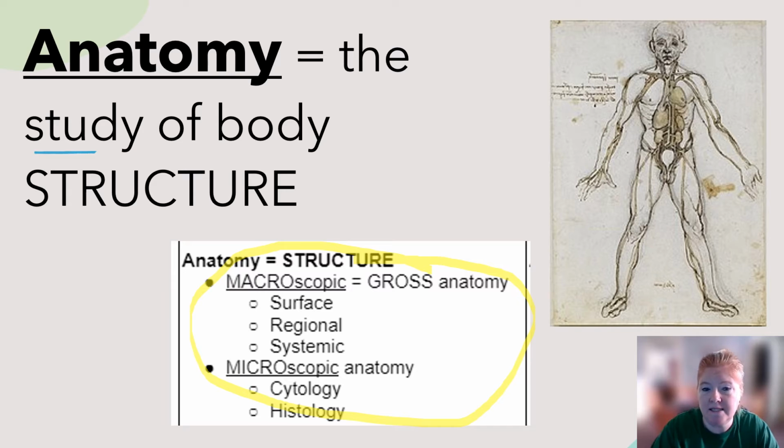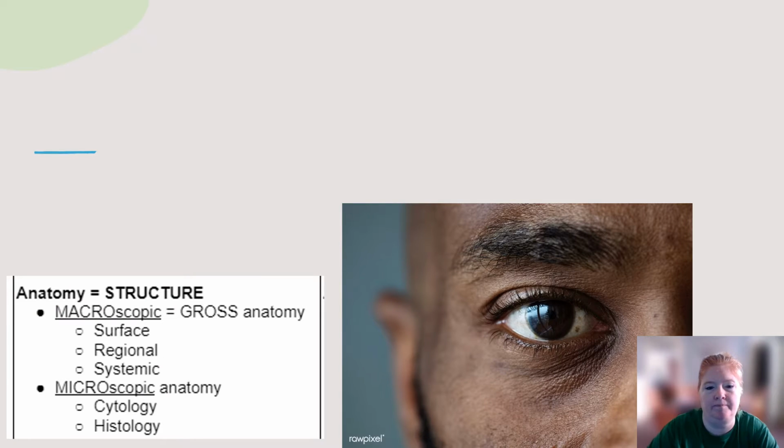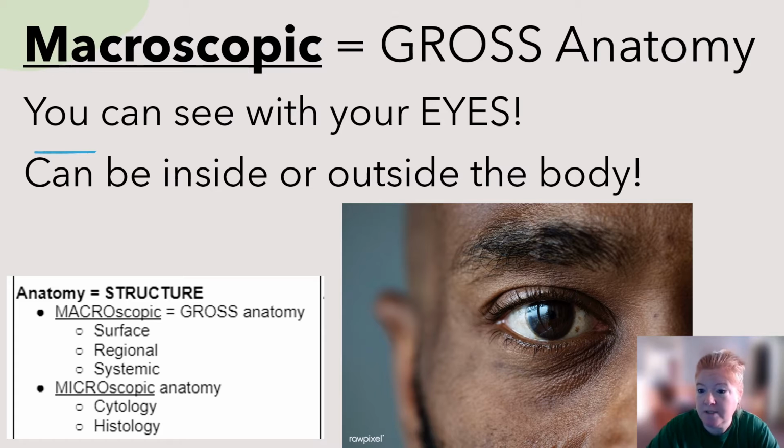Anatomy is the study of body structure. What does it look like? Where are all the parts? We have macroscopic or gross anatomy. You can see it with your eyes. Now, you may have to cut someone open to see it, so you can't necessarily see it from the outside of their body, but you can see it with your eyes. That means you don't need magnification, so it can be inside or outside the body.